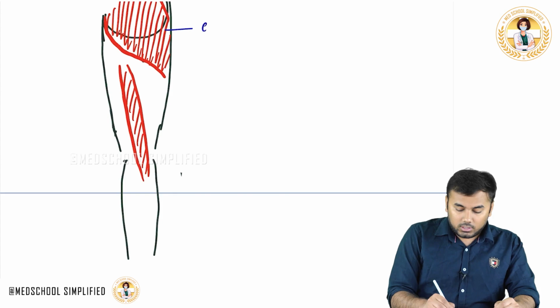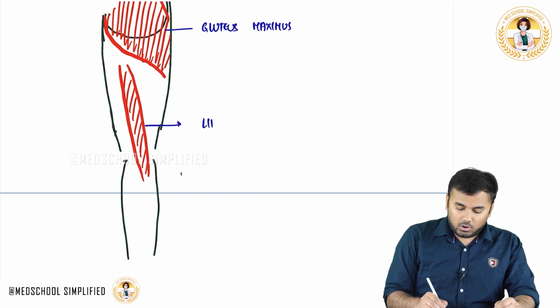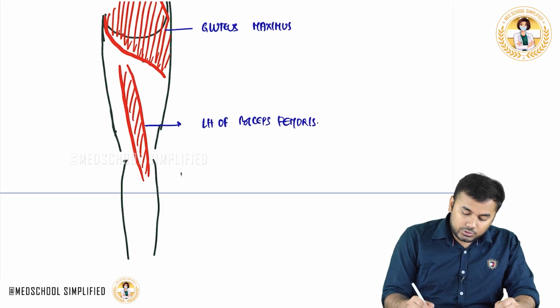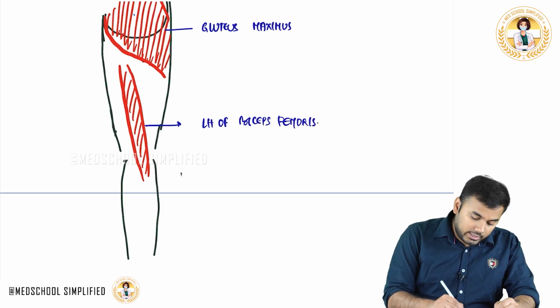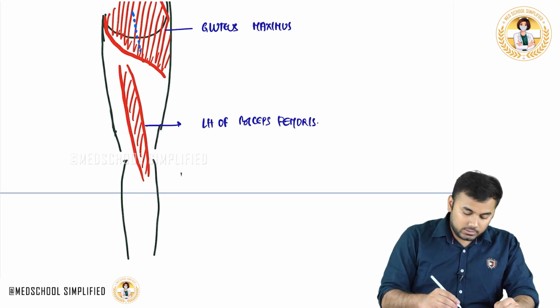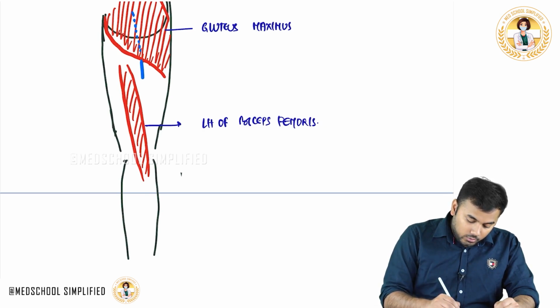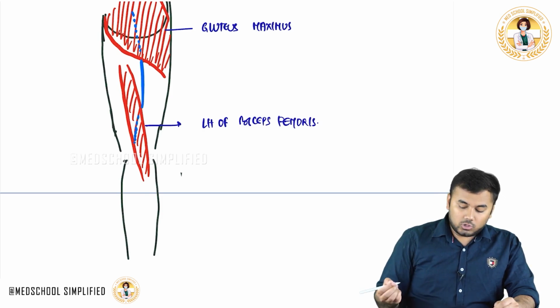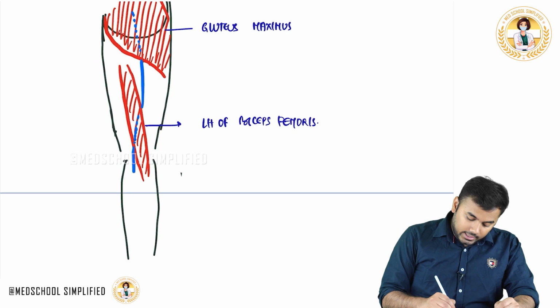Let me write it down. So this will be your gluteus maximus and this is long head of biceps femoris. Now exactly here guys, you have got a nerve. There is a nerve with the dotted line which I am drawing. This is present behind the gluteus maximus and this nerve is coming down like this, and again it is passing where? It is passing behind this long head of biceps femoris and then again it is passing down.